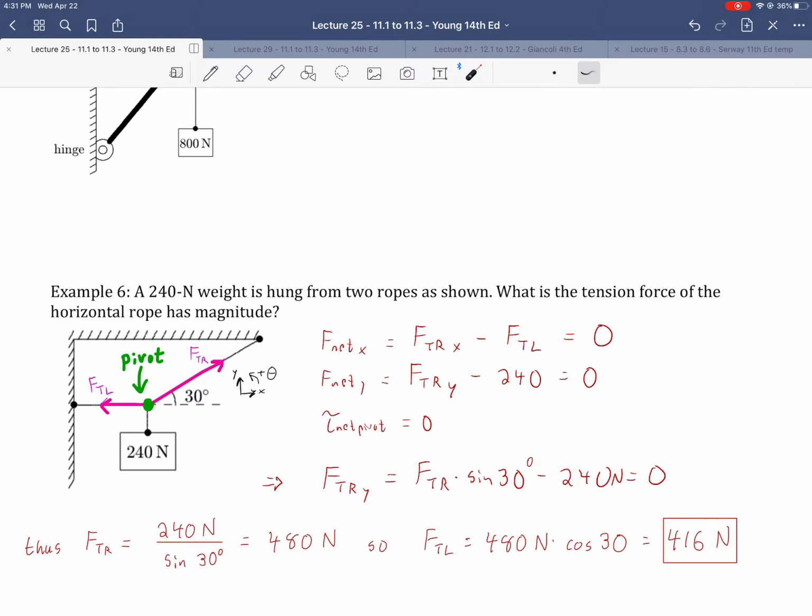And so here's the system. So a 240 Newton weight is hung from 2 ropes as shown, right? So one rope is entirely horizontal, the other rope is angled. What is the tension force of the horizontal rope? Okay, and that's what is its magnitude? Little typo there, bad wording.